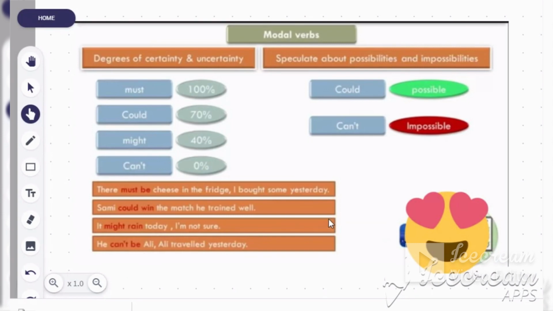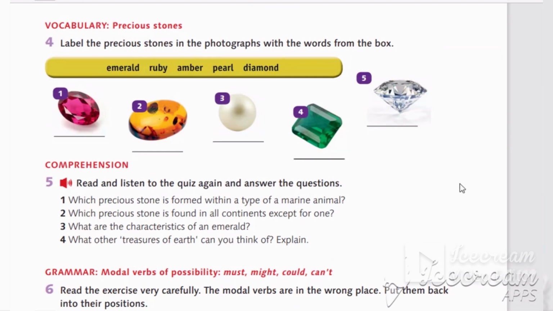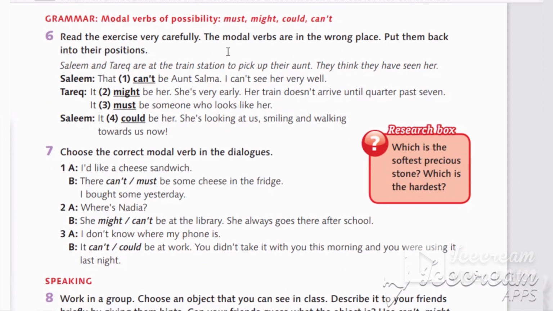Okay. Now go to your student's book, page number 19. We have exercise, and this exercise is a practicing for this grammar. Okay, go to your student's book. Okay, now exercise number 6. Grammar. A modal verb of possibility: must, might, could and can't.